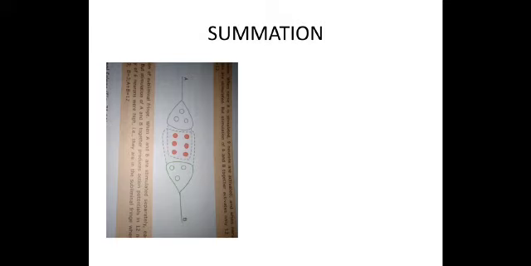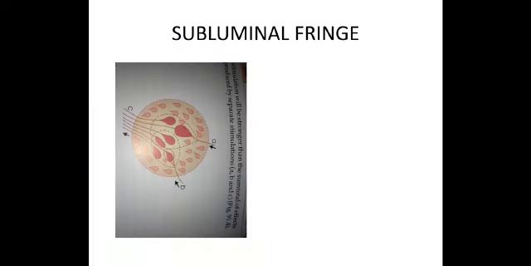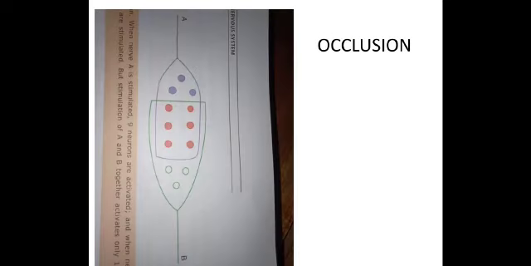So simultaneous stimulation of A and B together causes summation of subliminal fringe, and all 12 neurons start discharging. So summation and subliminal fringe are acting together. The opposite of summation is occlusion. So what is occlusion? All these properties come under fractionation.